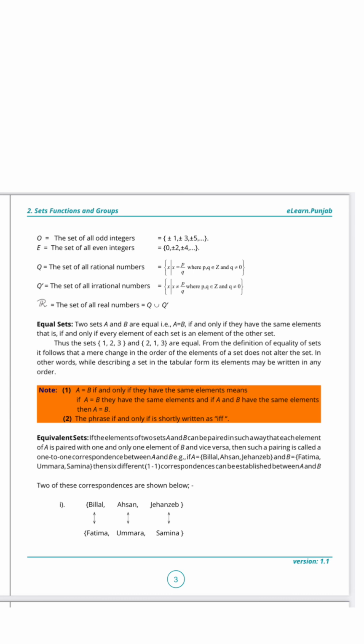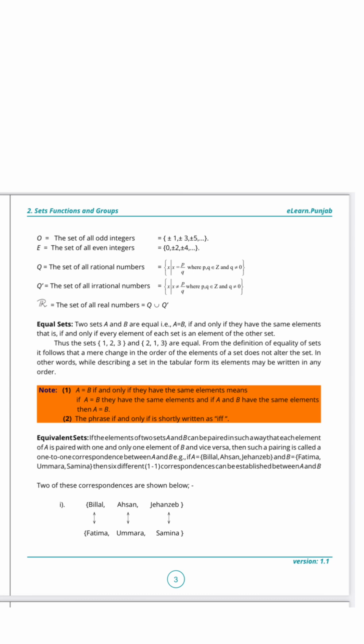Now, what are equal sets? Two sets A and B are equal, that is A will be equal to B, if and only if they have the same elements. That is, if and only if every element of each set is an element of the other set. Like if capital A has 1, 2, 3, and capital B has 2 and 3, you will see that 1 is also present in B, 2 is also present there, 3 is also present there, in both of them. Sequence does not matter. Therefore, the sets {1, 2, 3} and {2, 1, 3} are equal, right?